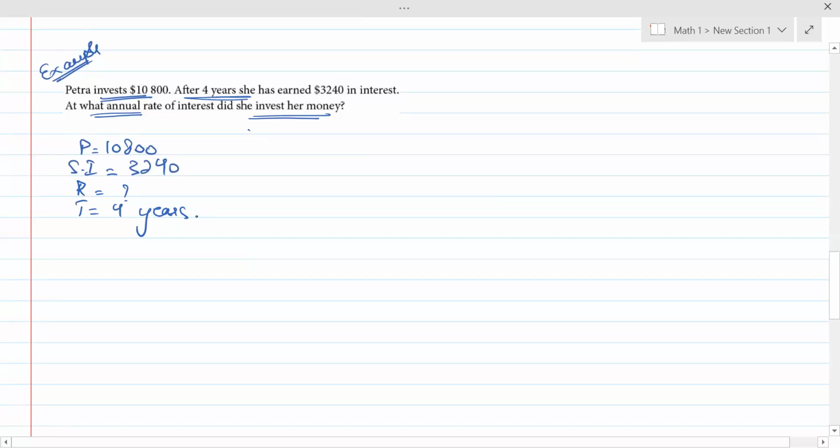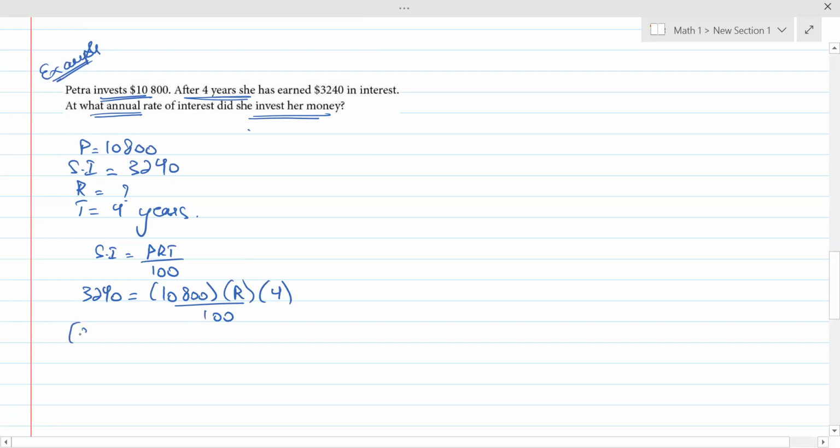Now, since simple interest is given to us, we'd be using the simple interest formula only. Simple interest is equal to PRT upon 100. Simple interest is given as 3240. Principal is 10,800. Rate is something which needs to be found. Time is 4 years, upon 100. So it's basic algebra to be applied here.